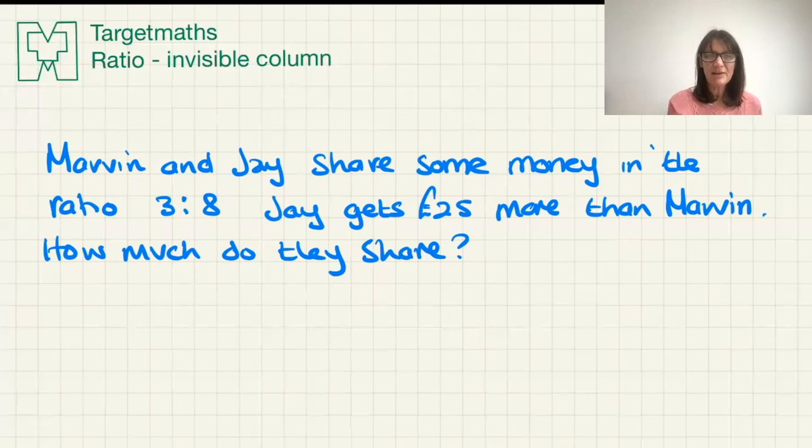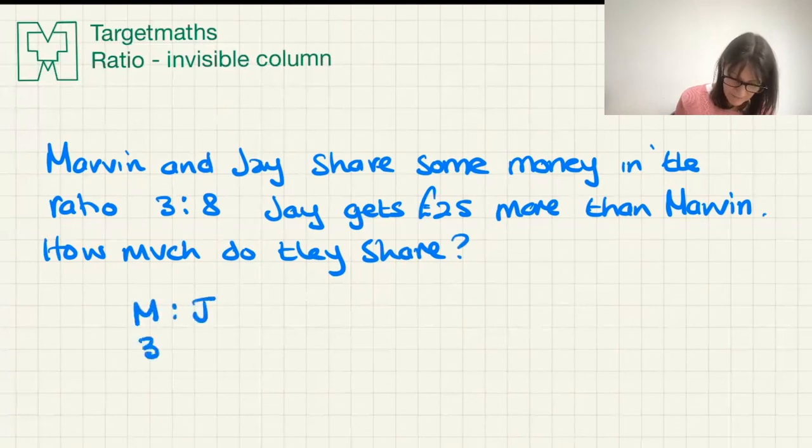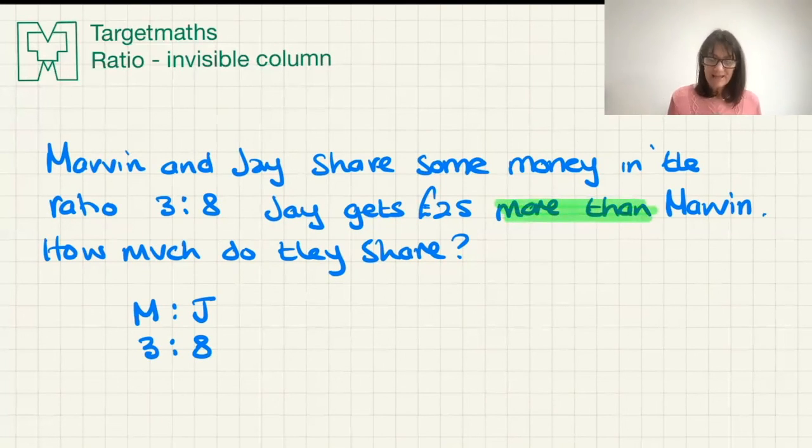Okay, so Marvin and Jay share some money. I don't have a total amount anymore. They've not included it in this question. They do give me the ratio, so I'll get that done first. So I've got Marvin to Jay with 3 to 8. It then says Jay gets £25 more than Marvin. And the key thing here is actually the more than. If Jay gets 25, then 25 can go in Jay's column. But he doesn't get 25. He gets £25 more than Marvin. And that detail in the question totally changes the approach that you might take.